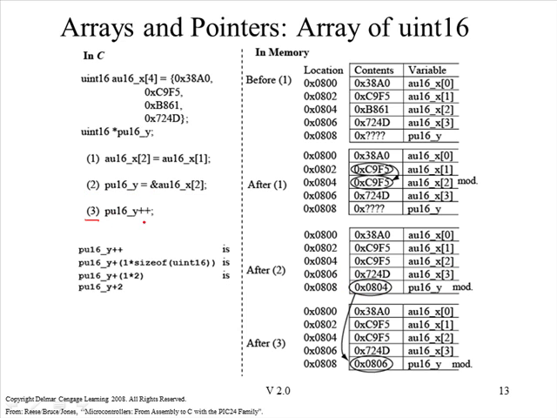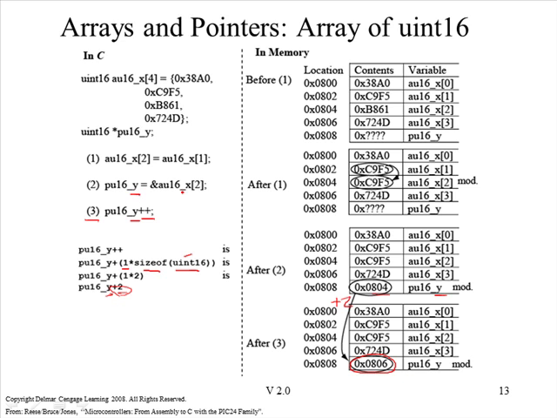C statement 3 is incrementing our pointer variable y using the plus plus operator. When we increment it by 1, we're actually multiplying that 1 by the size of the data type it's pointing at, which in this case is uint 16. The size of this data type in bytes is 2, so the numerical value that's being added to our pointer variable y is actually 1 times 2, or 2. Over here in memory, our y pointer value was 804. We're now adding 2 to it, so its new value is going to be 806.